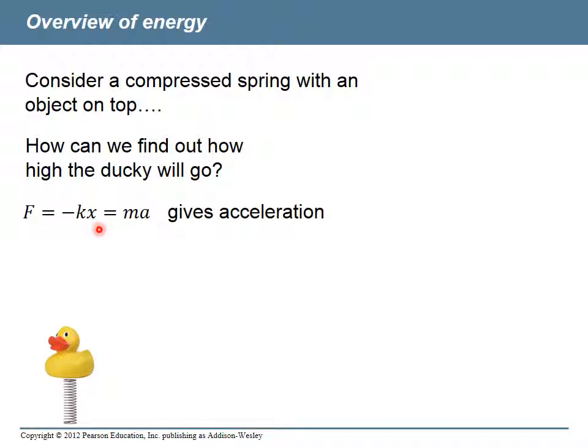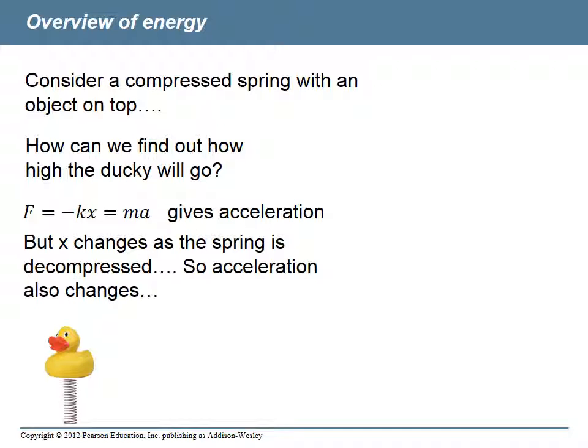So negative kx, or the spring constant times the distance that's compressed, is going to equal the mass times acceleration, the mass of the rubber ducky times the acceleration of the rubber ducky, right? We have F equals ma. But if we change x, then the force is different, right? So as x becomes less and less, it's becoming decompressed, and so the acceleration is actually becoming less because the force on it is becoming less.